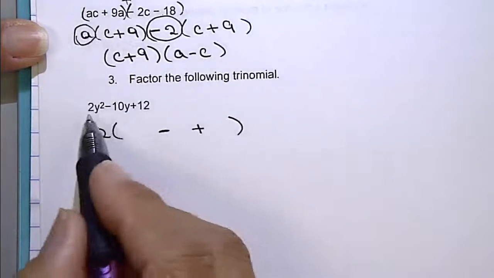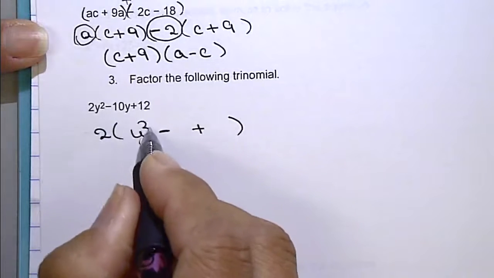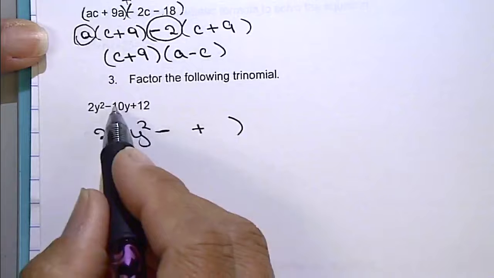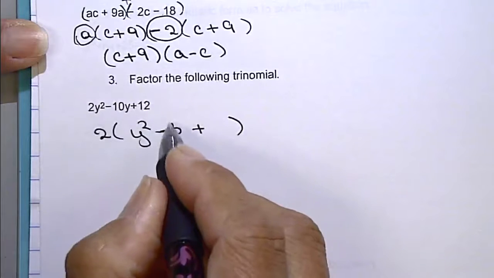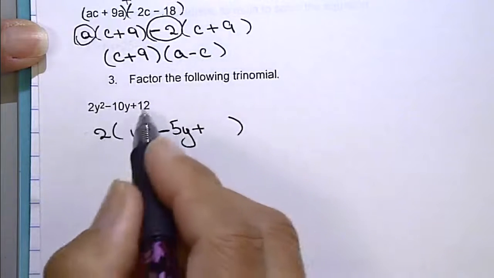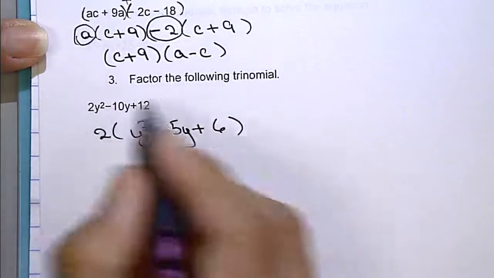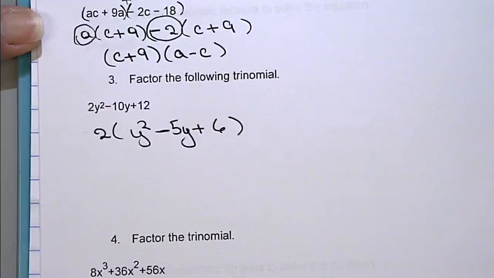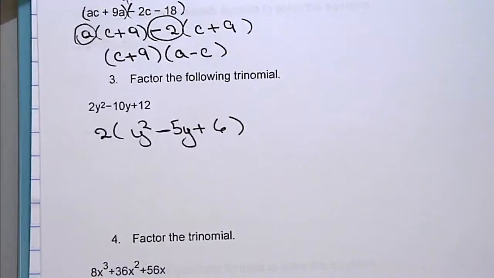So I'm going to factor out 2. This first one is going to be y squared. The next one is going to be a negative 5y, and the last one is going to be 6. Basically, I divided each term by 2, didn't I? When I say 2y squared divided by 2, I get y squared. You understand, right? I'm not repeating that too much anymore because you've had enough practice doing it by now.